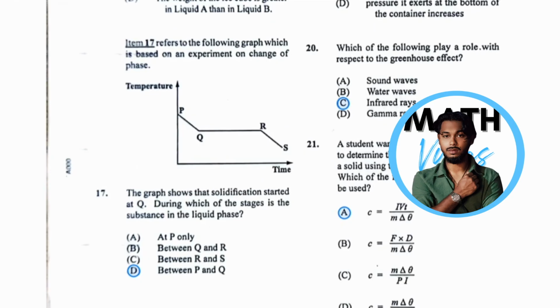Question 17. The graph shows that solidification starts at Q. During which of the stages is the substance in the liquid phase? So guys, in this question we have a cooling curve. So we would have started off here as a liquid, right? And we are solidifying here, and at this point, we're at a solid. So at this point, you're a liquid. At this point, that's latent heat of fusion. And at this point, you are a solid. So my answer for question 17 is D, because you are in the liquid phase from P to Q.